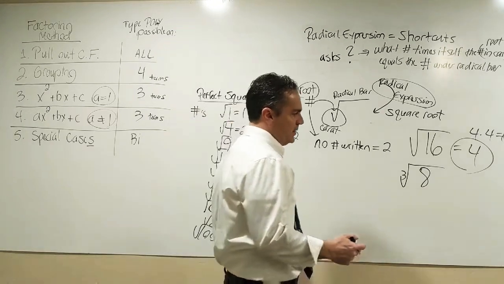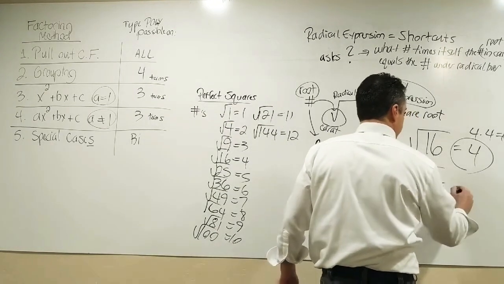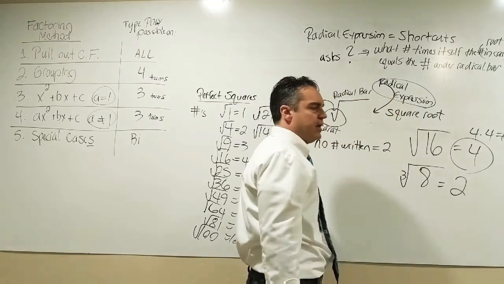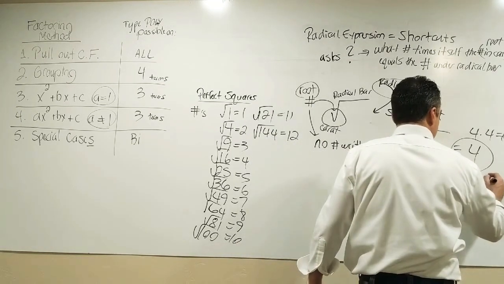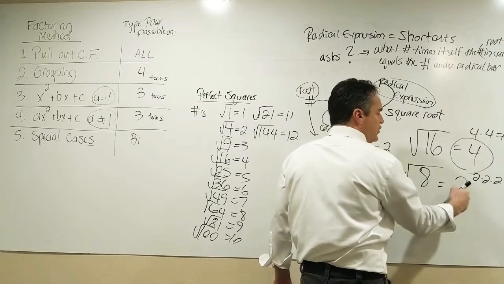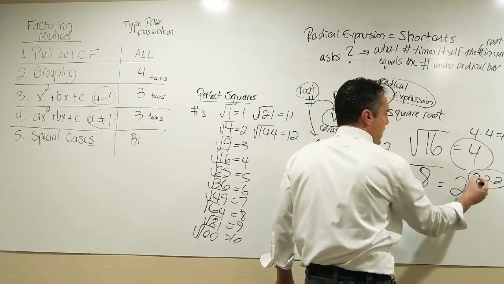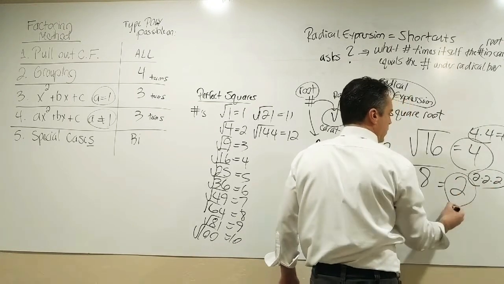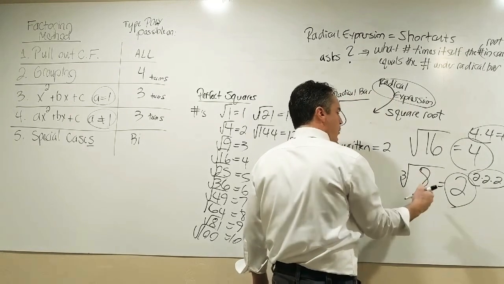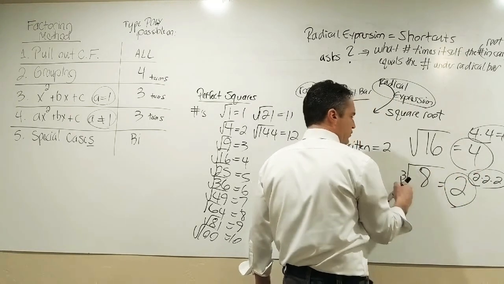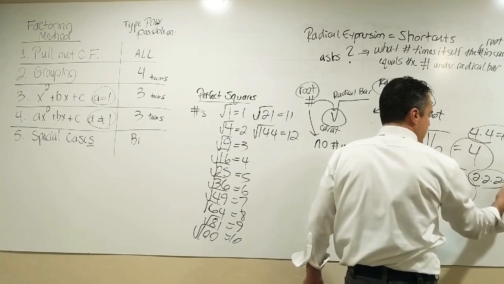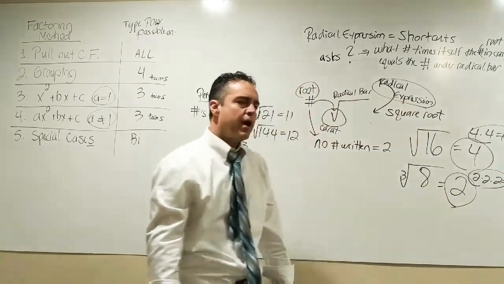So the third root of 8, okay, the answer is 2. Why? Because 2 times itself 3 times, right? What number times itself 3 times, okay, so this is our number here, equals the number under the radical. 2 times 2 times 2, that's 3 times. 2 times 2 is 4 times 2 is 8. It equals the number under the radical, okay?